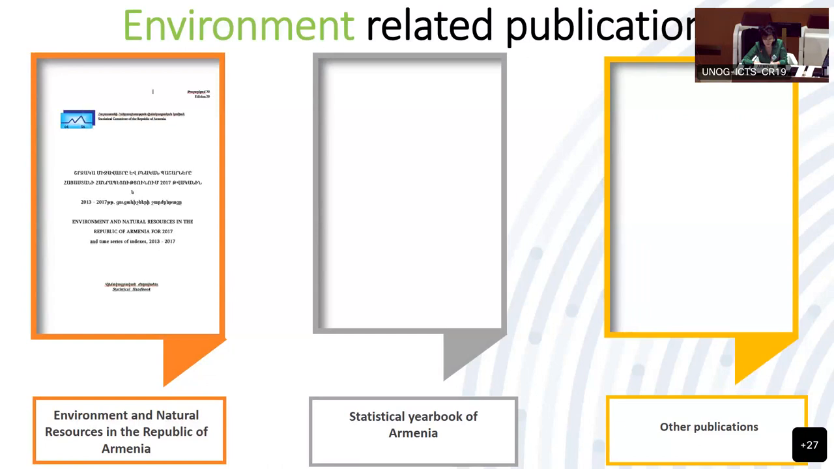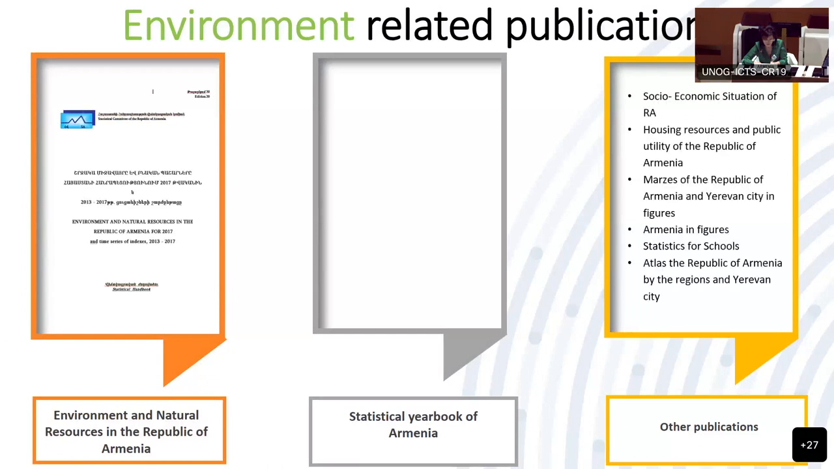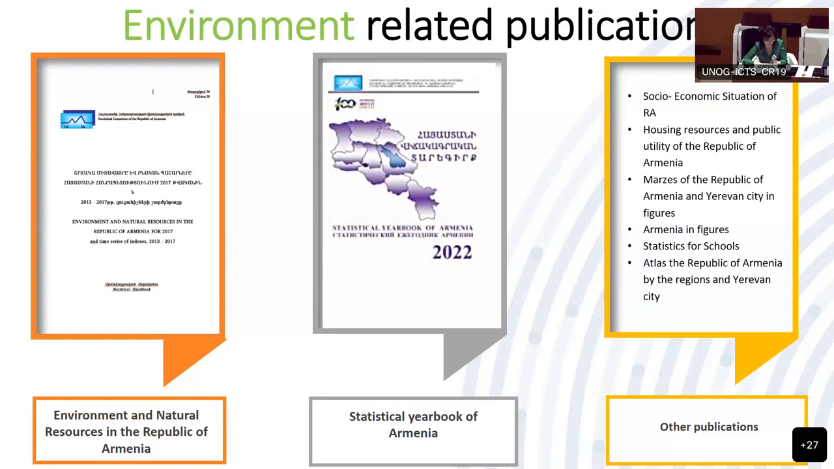And these are our publications. The main publication where you can find all environmental data is Environment and Natural Resources in the Republic of Armenia, an annual book. The next one is the Statistical Yearbook, where you can find the whole information, not only regarding the environment, and other publications that we do. Some of them are monthly publications, some of them are quarterly, and some of them are semi-annual.